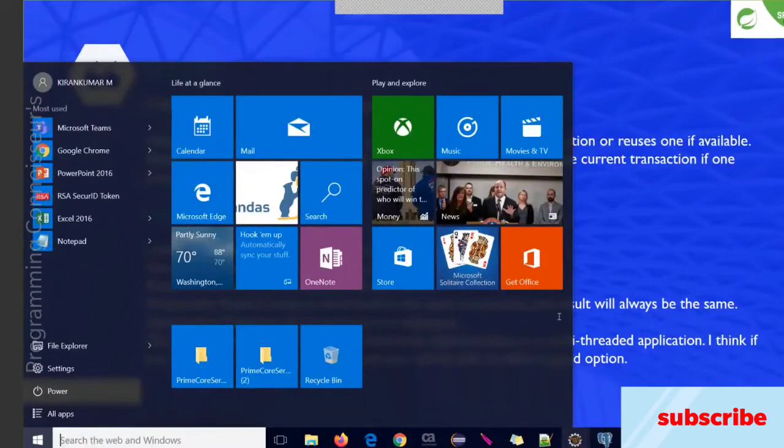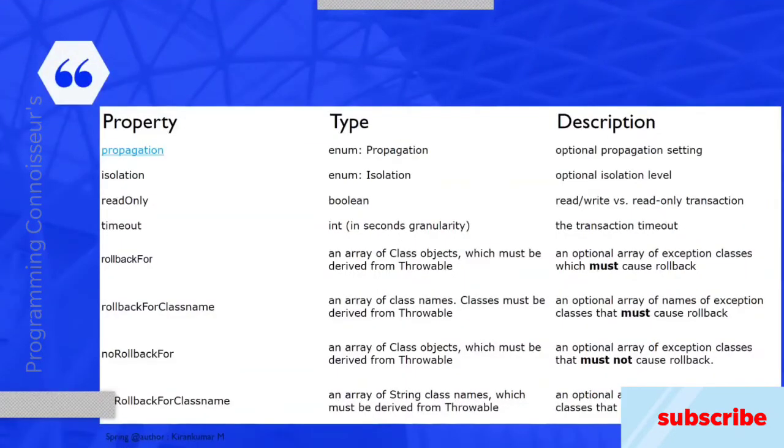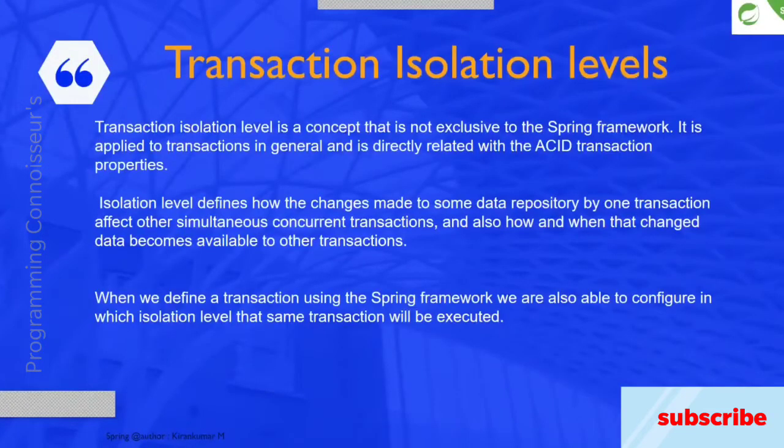our transaction class, again we can mention when to roll back and when not to, the no rollback for. So we can give an array of classes and all. So that is up to you. Okay. So now transaction isolation levels.